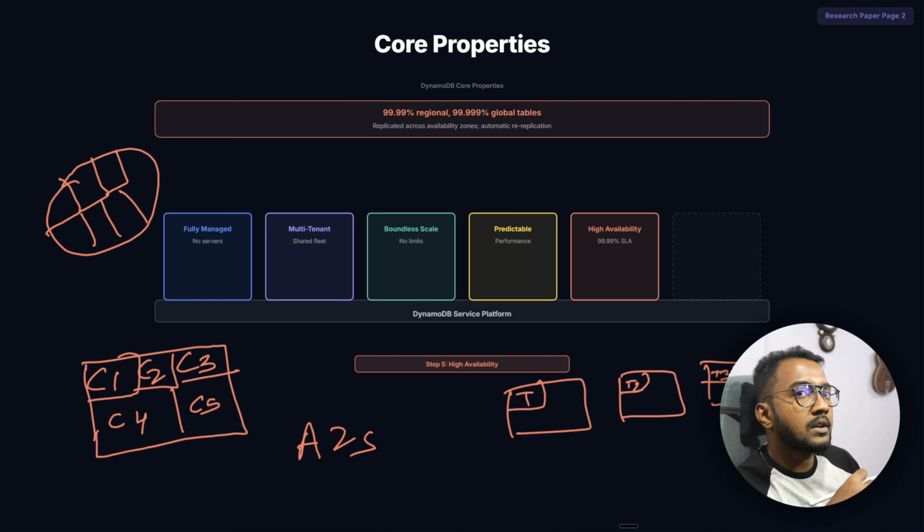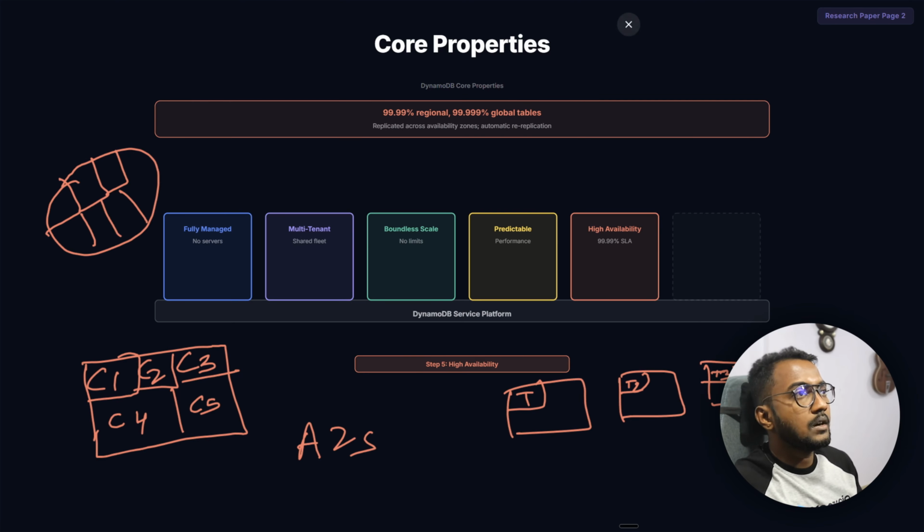And then the customer can also create global tables, which are geo-replicated across several selected regions. So the availability service level agreement that I was talking about, the SLA, is 99.99% for regional. So if you are storing it within your region, there is a 99.99% chance that the data will never be lost. And in case of global, there is a 99.999% chance that the data will always be there. And this is the service level agreement that DynamoDB will not break.